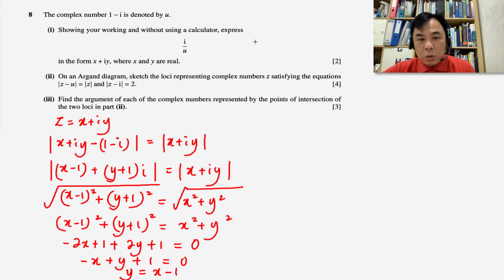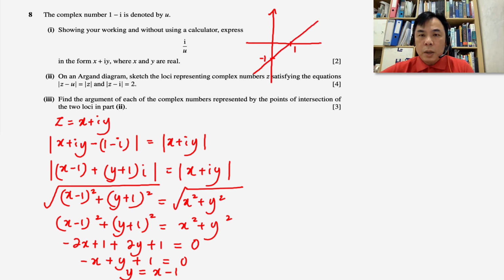Now if you can visualize this, it will look something like this. I'm just going to draw a very simple representation of that loci. And then this is 1 here. This is negative 1 because it passes through negative 1. And then it has a gradient of 1. Therefore, this line must look something like this.